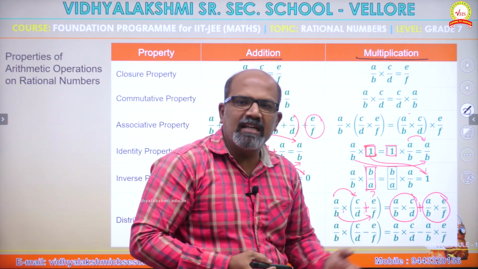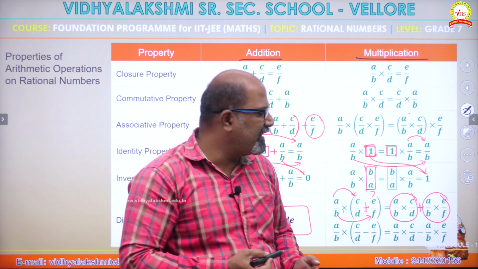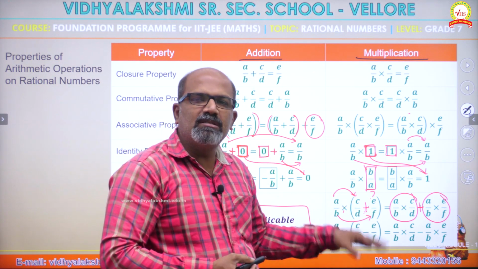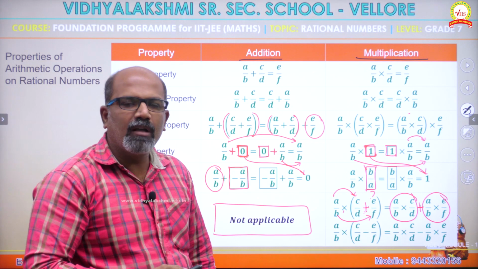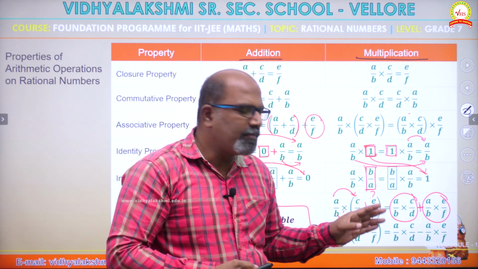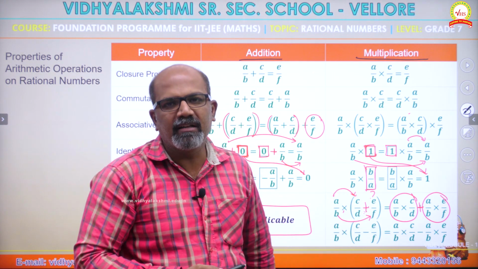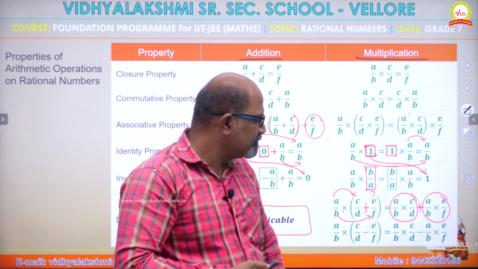If this relation gets satisfied for any three rational numbers, then we say that rational numbers are distributive over addition. Obviously, it will satisfy the property. Definitely, it will satisfy the property if you take any rational number.